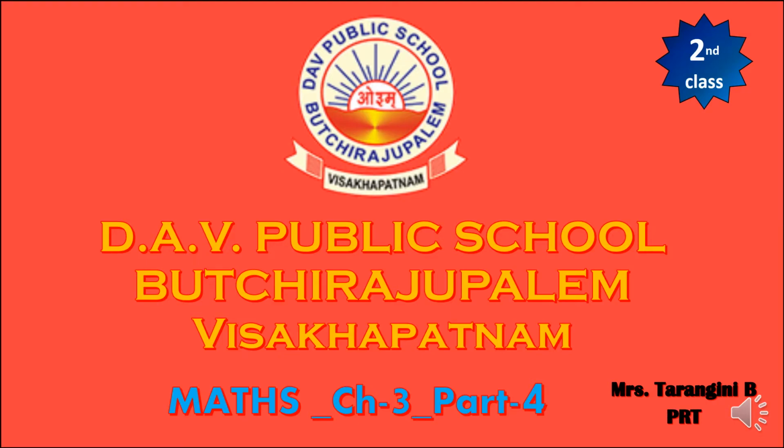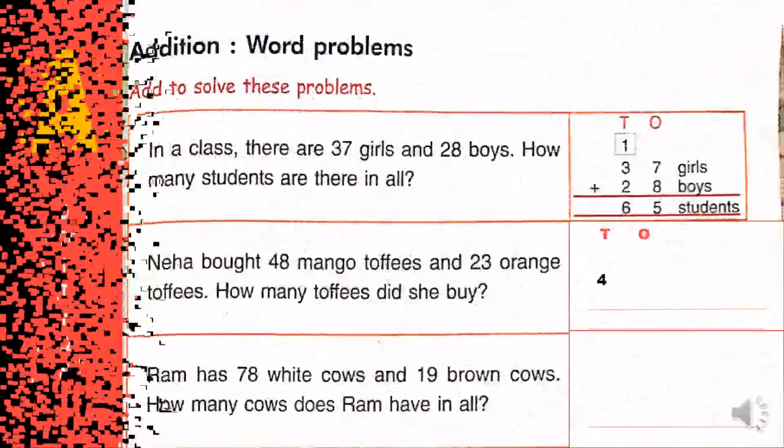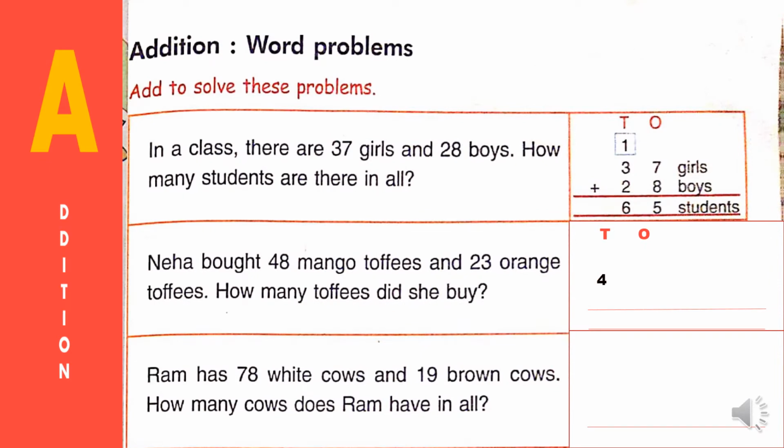Okay, children, this is page number 31 in your Max textbook. See here what they have given. See the heading: addition word problems. Add to solve these problems. We have to solve these problems. If you want to solve this, we have to do addition.